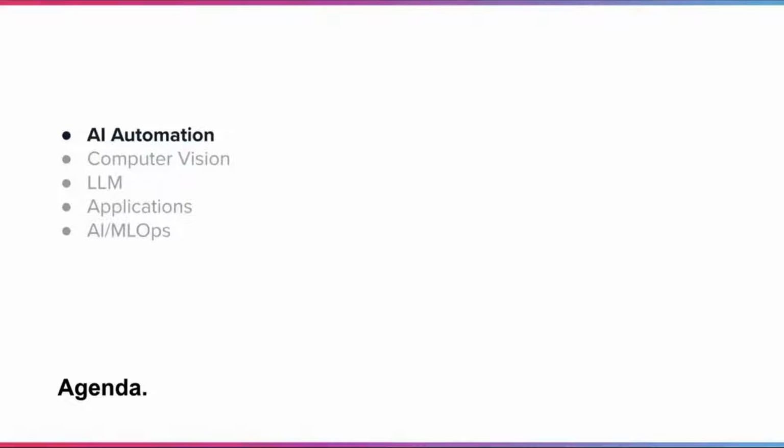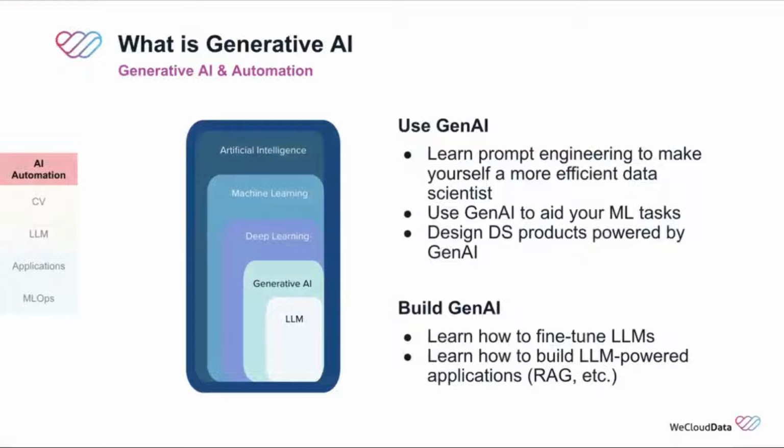So let's talk about AI automation first. I think that's the first step towards generative AI, and it applies to pretty much everyone. So what is generative AI? Generative AI is part of deep learning. You must have heard about machine learning, deep learning, LLM, generative AI, but also AI in general. Artificial intelligence is more high level related to applications, right?